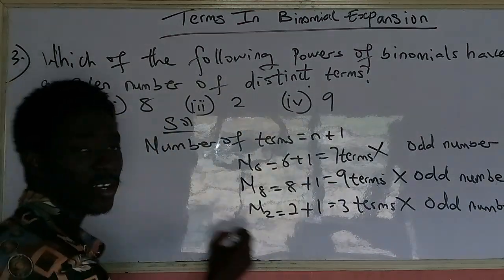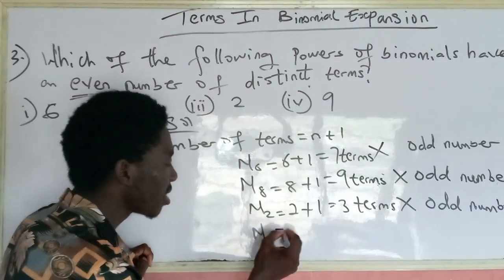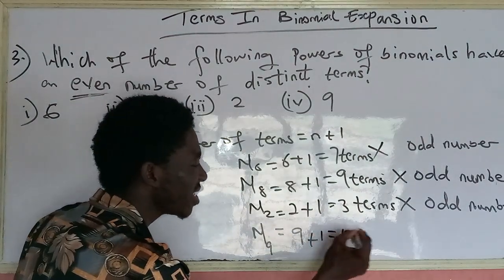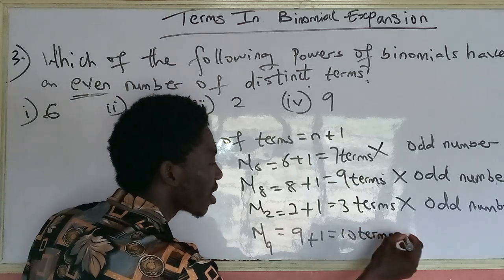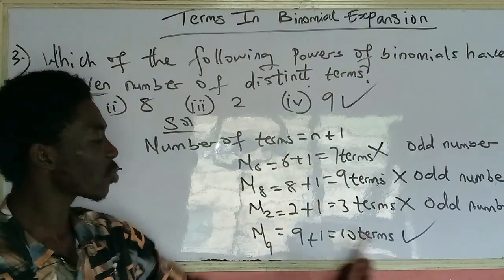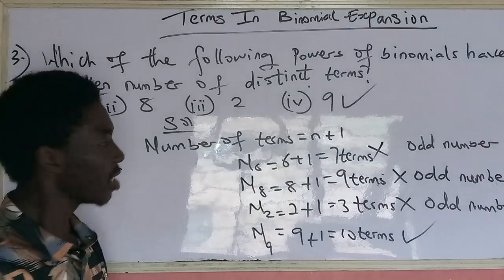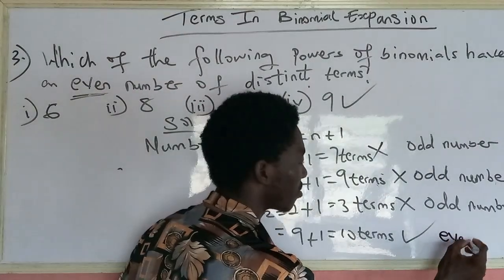Let's check for 9. For 9, that means the number of terms for the power of 9 will be 9 plus 1, and that is 10 terms. You can see that is the correct answer. This will be our correct answer because it gives 10, an even number of distinct terms.